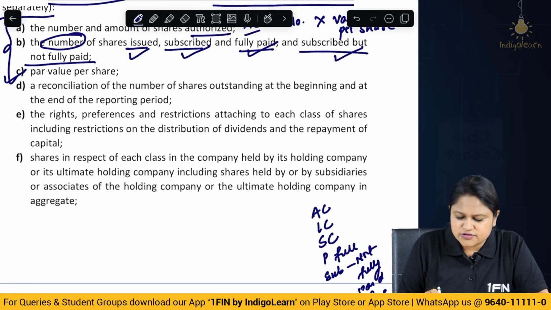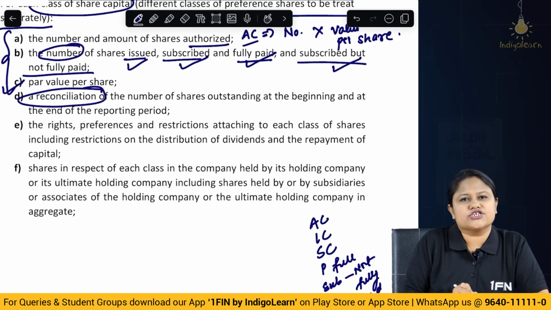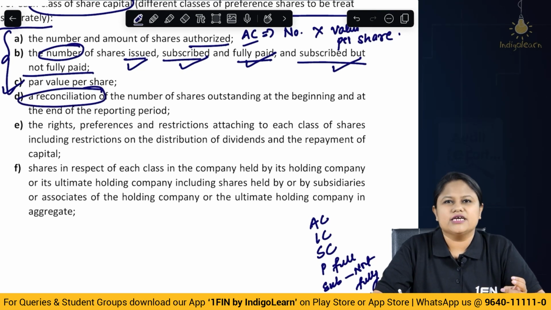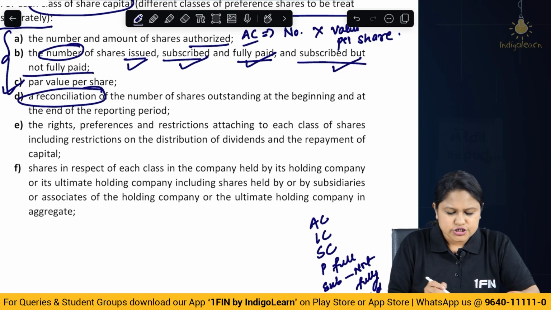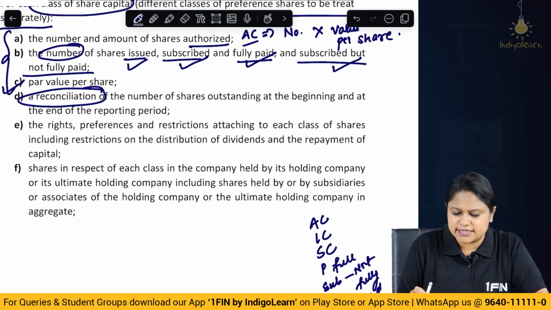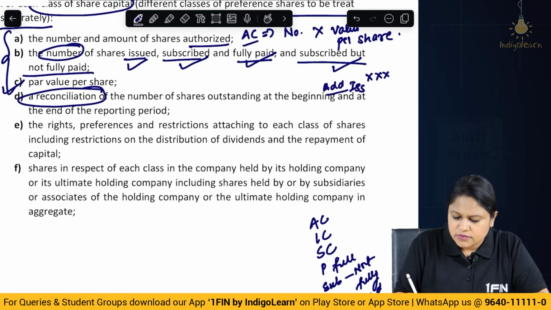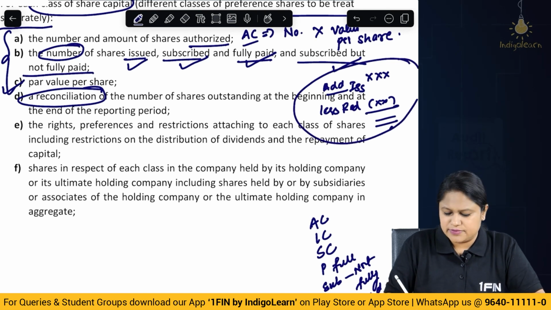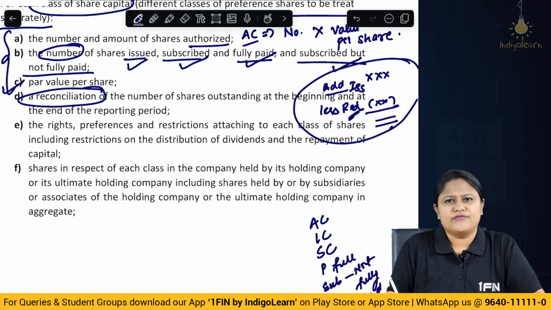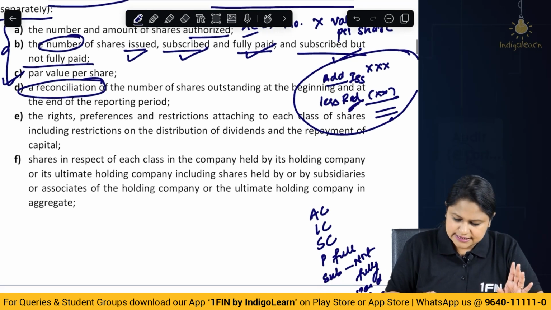Third, look at this: a reconciliation of the number of shares outstanding at the beginning and at the end of the reporting period. What is reconciliation? Reconciliation simply means opening balance, add the issue during the year, less redemptions made, and that gives you the closing balance. This movement that is happening in the capital, we call reconciliation. So you have to give a proper reconciliation of the number of shares outstanding at the beginning, add whatever is issued, less redemption, and then you have the closing. For equity, obviously redemption won't be there, issue could be there; for preference, you could have all these categories. Clear?